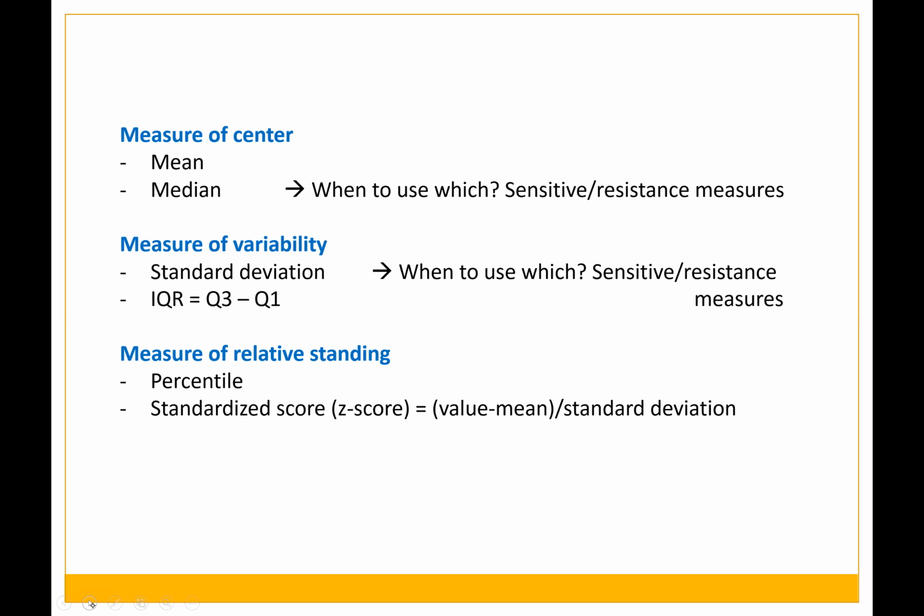Then we have measure of relative standing. This is what we learned last week: percentile and standardized score. For percentile, the one we usually go with is the percentile related to the 5-number summary, where you have 25, 50, 75 percent. And standardized score is defined by how many standard deviations your value is from the mean. It's also called z-score. You can find it by value minus mean, divided by standard deviation.